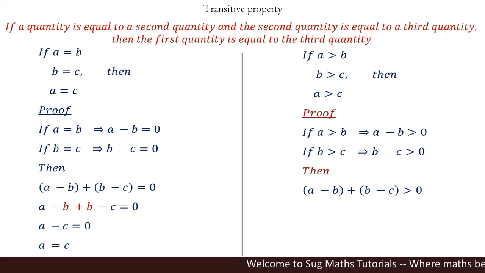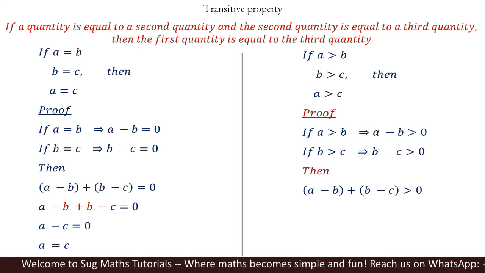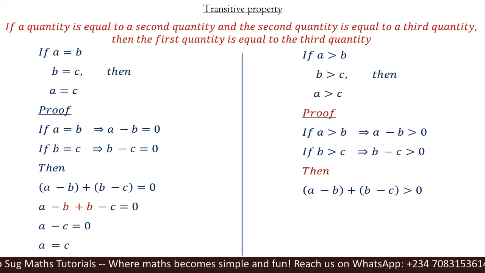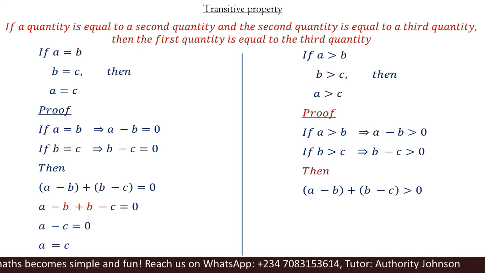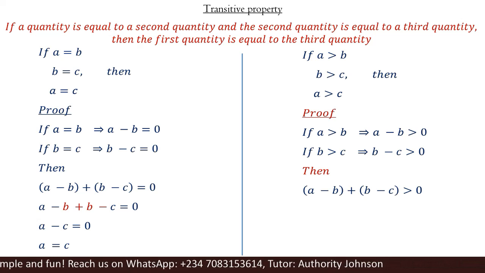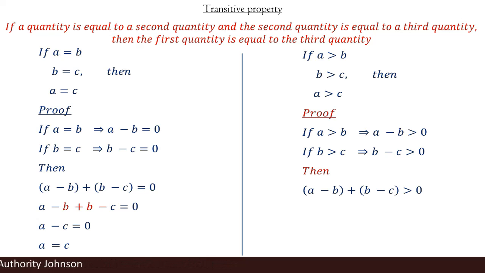Yes, it's correct. We said A minus B is a quantity which is greater than 0, and there's another quantity, B minus C, which is greater than 0. Add these two together, that is greater than 0. It will still be greater than 0. So here we have A minus B plus B minus C, it will definitely be greater than 0.